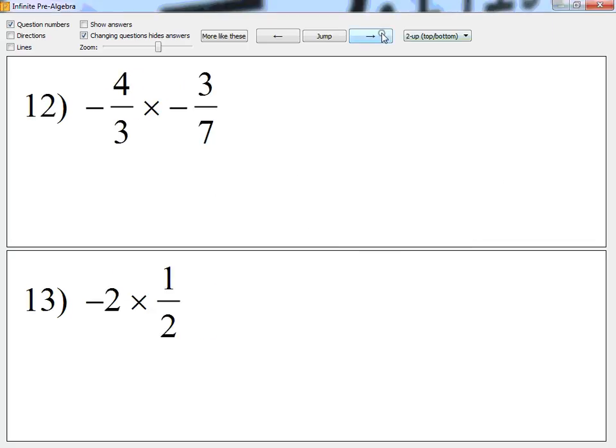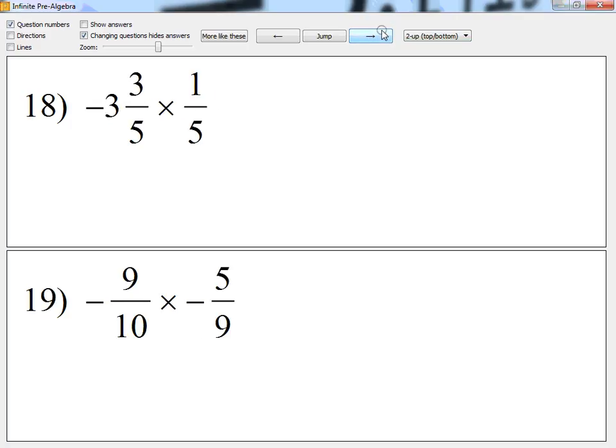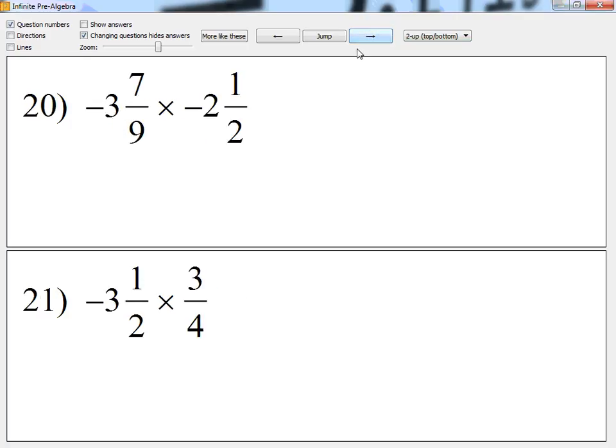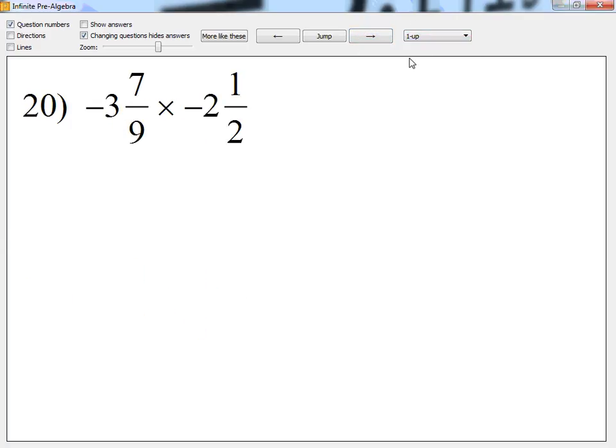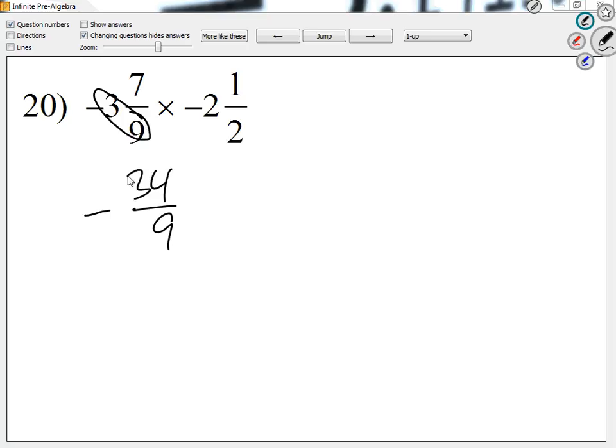Let me take a look at one where both of them are mixed numbers. So let me skip to number 20. I'm going to have a 9 at the bottom. For the top, remember, I'm going to go 3 times 9, which is 27, plus 7, so I'm going to have 34. On the second fraction, I have a 2 on the bottom, and I go 2 times 2, plus 1, so that's how I get 5.